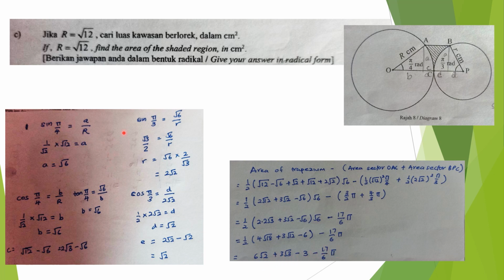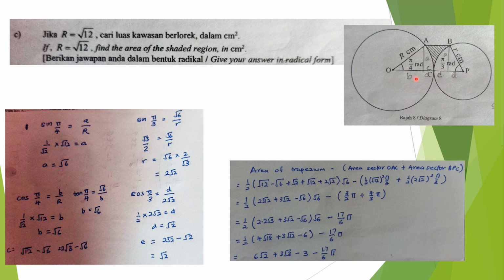So that's why I asked you to label B, C, D, and E for part C. My main idea is we want to find the shaded region. To find the shaded region, you have to take the whole trapezium. You can see this is the trapezium shape. You have to minus the area of sector OAC and the area of sector BPC. That is the idea. So to find the area of the trapezium, you need the length of AB and also OP. That's why we find B, C, E, D here.